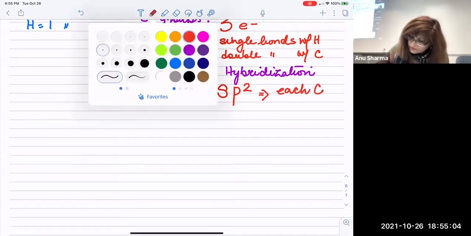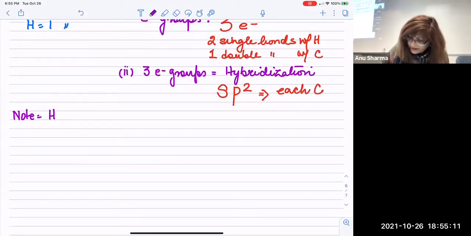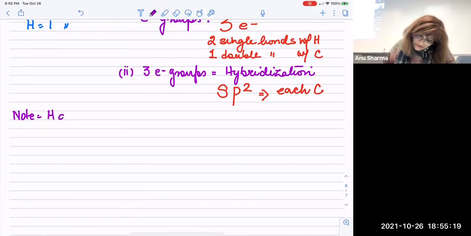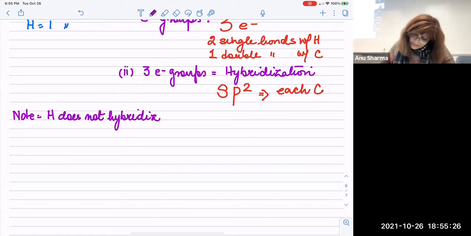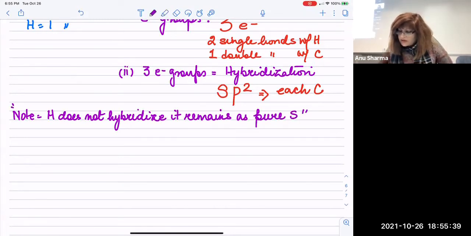Hydrogen never participates, so note that. Hydrogen just has one electron. Now, what is hybridization? It's mixing of the electrons in different orbitals. So a hydrogen does not hybridize. So it remains pure s. Okay, so note that. Anyways, now we have these sp2 hybridized.